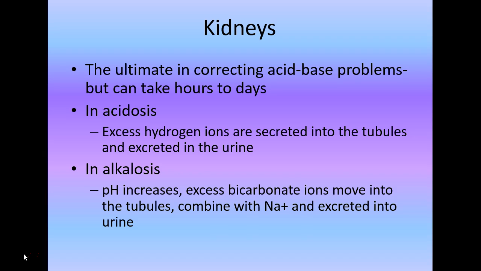So with the kidneys, the ultimate in correcting acid-base problems, but it can take hours or days to actually fix. In acidosis, excess hydrogen ions are secreted into the tubules and excreted into the urine. In alkalosis, pH increases, and excess bicarbonate ions move into the tubules, combine with sodium, and are excreted into the urine.